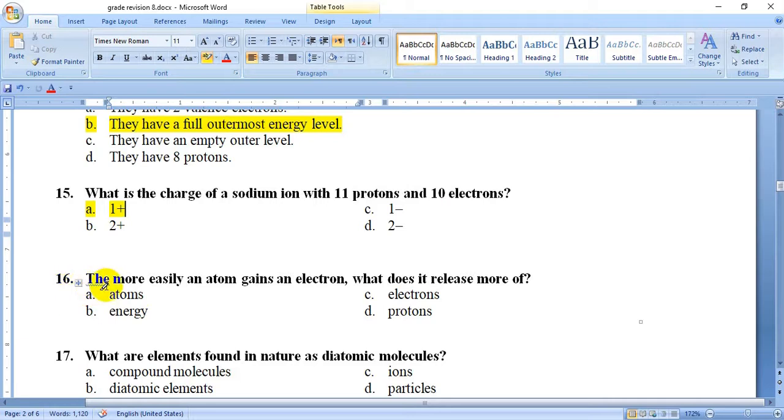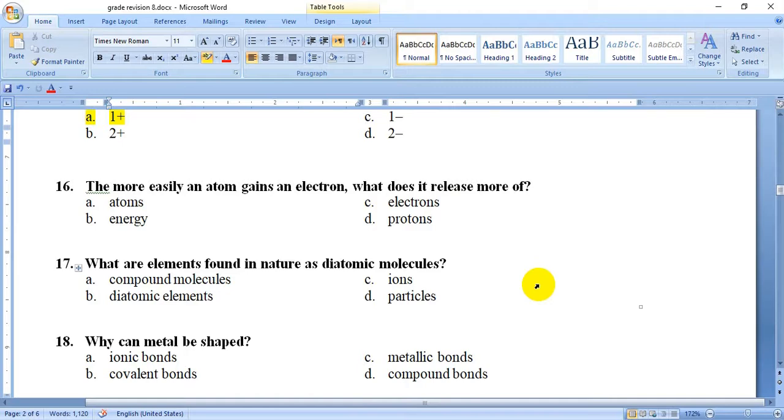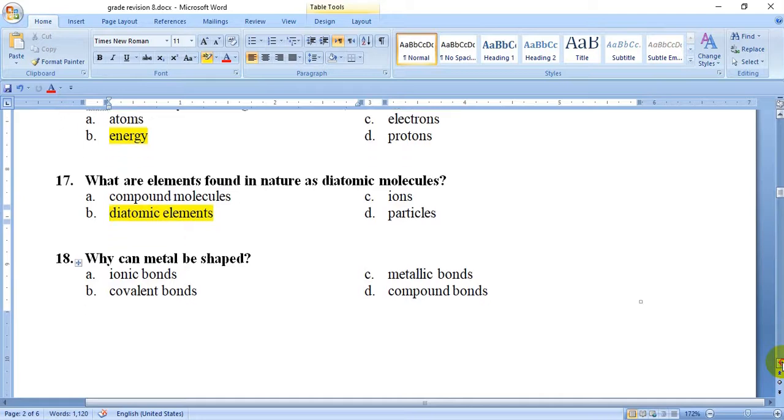Question 16. The more easily an atom gains an electron, what does it release? When the atom gains an electron easily, this means that it releases more energy. Question 17. What are elements found in nature as diatomic molecules? Like nitrogen N2, oxygen O2, hydrogen H2. Some elements are found in pairs. We call them diatomic elements. Di means 2, atomic, 2 atoms together, they form diatomic elements like hydrogen, nitrogen, and oxygen.